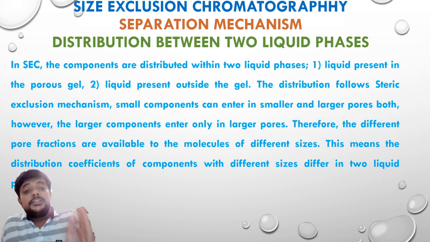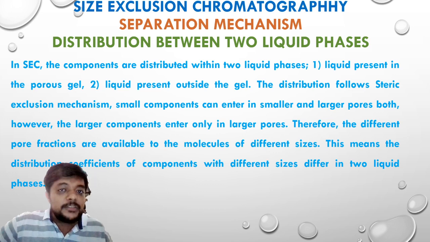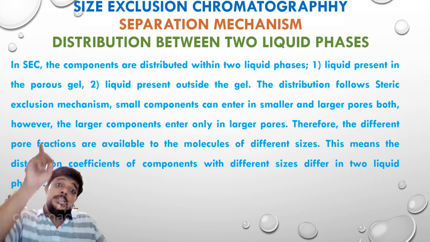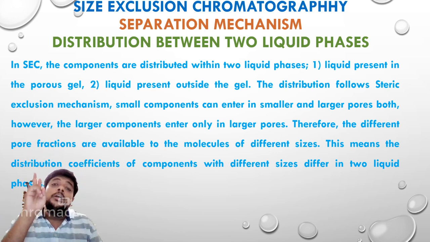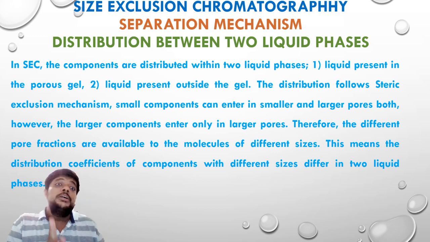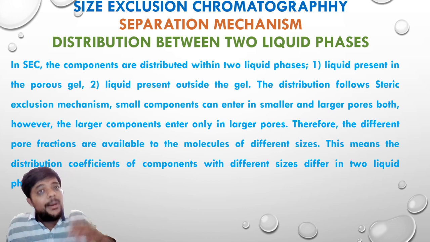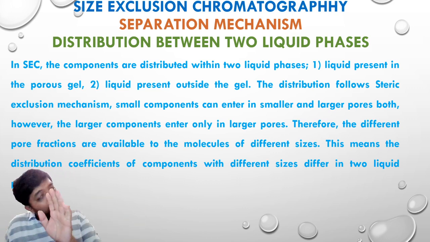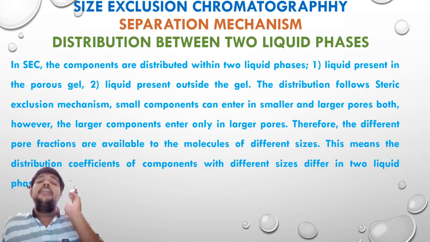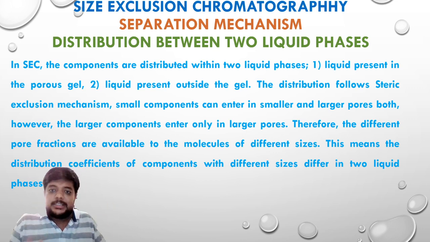This means the distribution coefficient of components with different size differ in the two liquid phases. It means differently sized particles are distributed between the stationary phase liquid and the mobile phase liquid. And mind well, the stationary phase liquid fundamentally is a gel. If you go back to my old lectures, I have very clearly mentioned that a liquid coated on a solid, or a gel form, will be considered as a liquid stationary phase. It exists and it is possible.